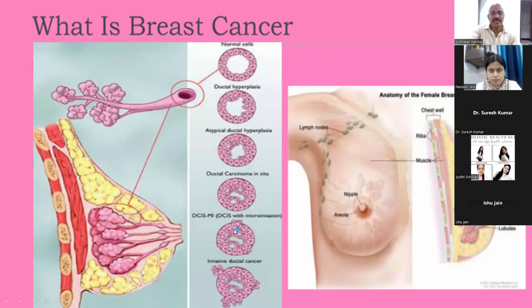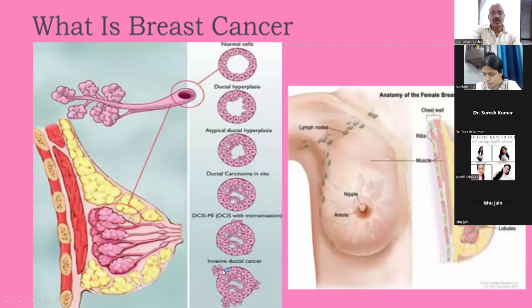In situ means the cancer is confined to the lumen. It has not passed beyond the basement membrane. The carcinoma is limited to within the duct itself. Then it is called in situ. In situ means it has not passed beyond the basement membrane. It is only filling the lumen of the duct. Then that is called in situ.